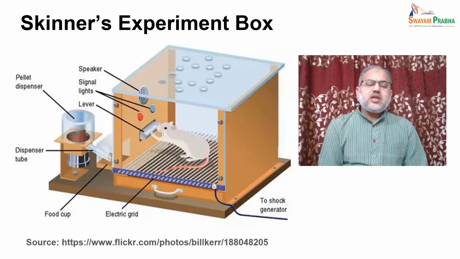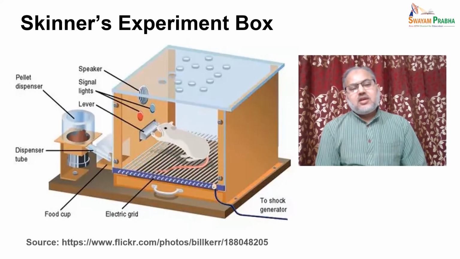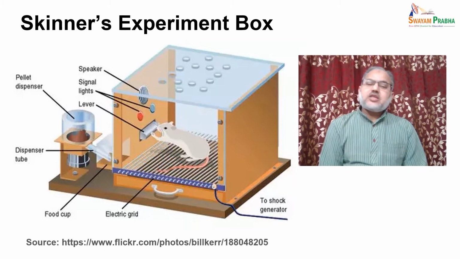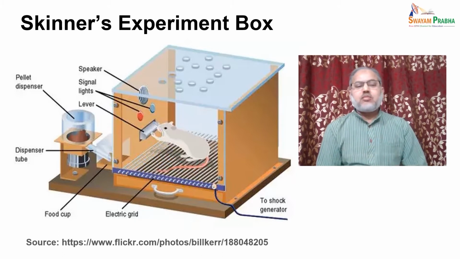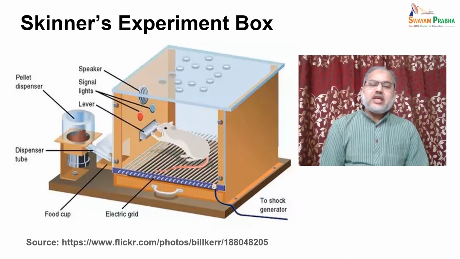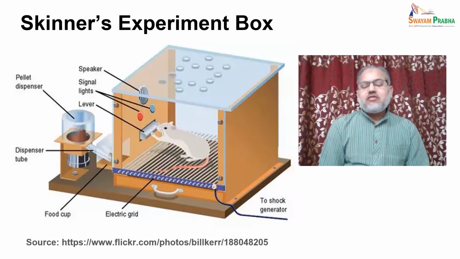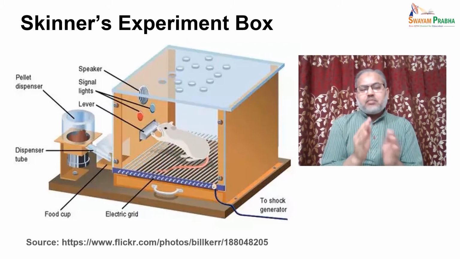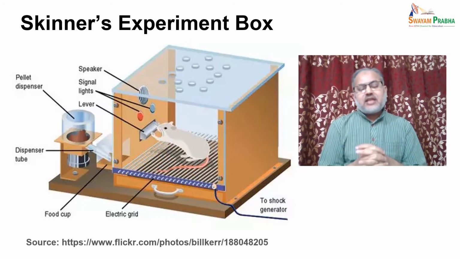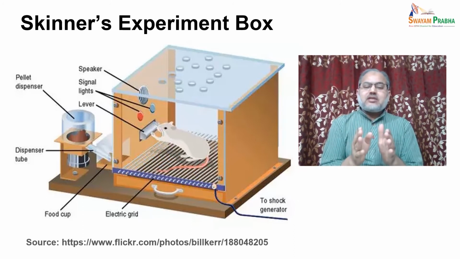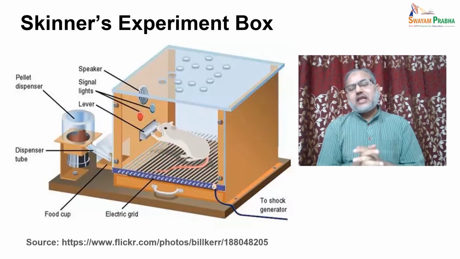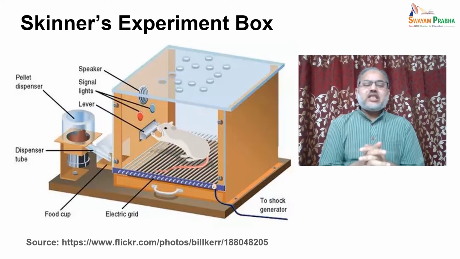So friends, now let us discuss Skinner's experiment. Skinner used a Skinner box in his experiment. You can see in the diagram, this is the Skinner box, and you are also looking at the rat in the Skinner box. This rat is basically hungry. The task for Skinner was to teach this rat how to press the lever and get the food. So the main purpose of the experiment was to train the rat, to make the rat learn how to press the lever so that it can get food to quench its hunger.